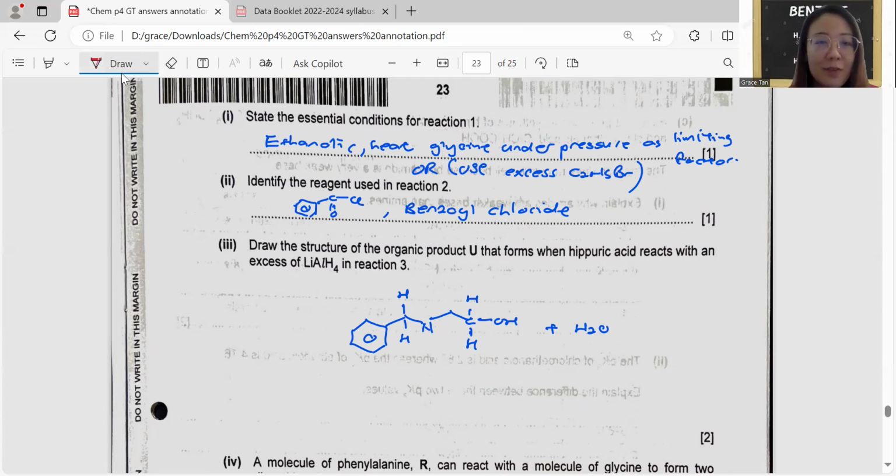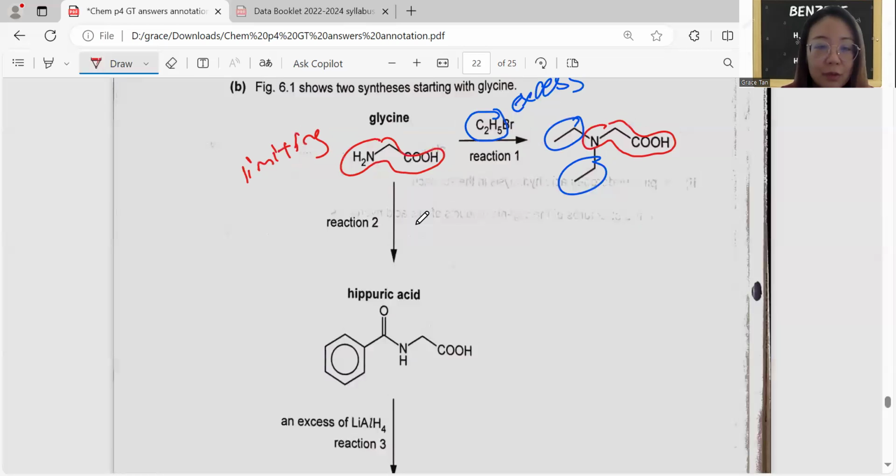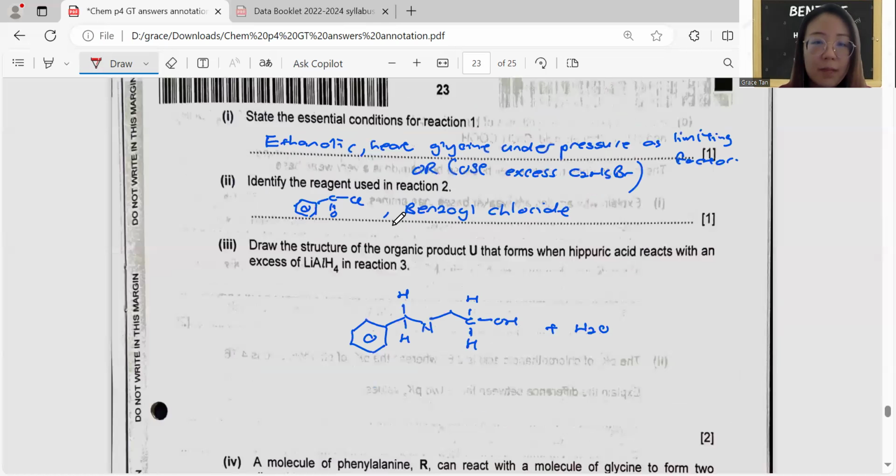Now, number 2, identify the reagent used in reaction 2. Look at reaction 2. Basically you form an amide group. Now, amide can only be formed from acyl chloride and amine. So it must come from benzoyl chloride, or you can draw the structure out here. Please don't use carboxylic acid.